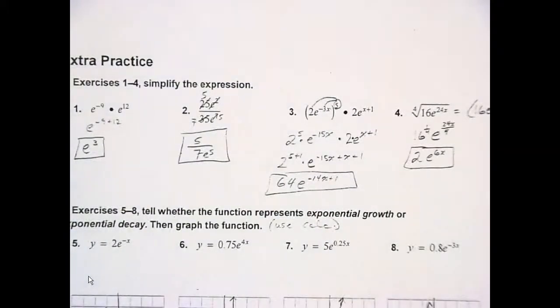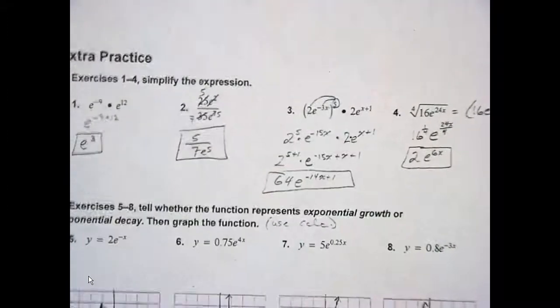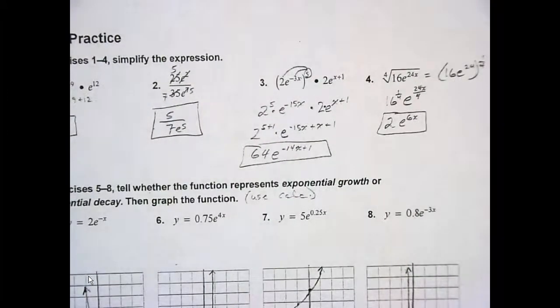All right, let's check our work. Number 1, e to the third. Number 2, 5 over 7 e to the fifth. Number 3, 64 e to the negative 14x plus 1 power. And number 4, 2e to the 6x power. Okay, tell your neighbor how you did on those. What kind of questions you have.